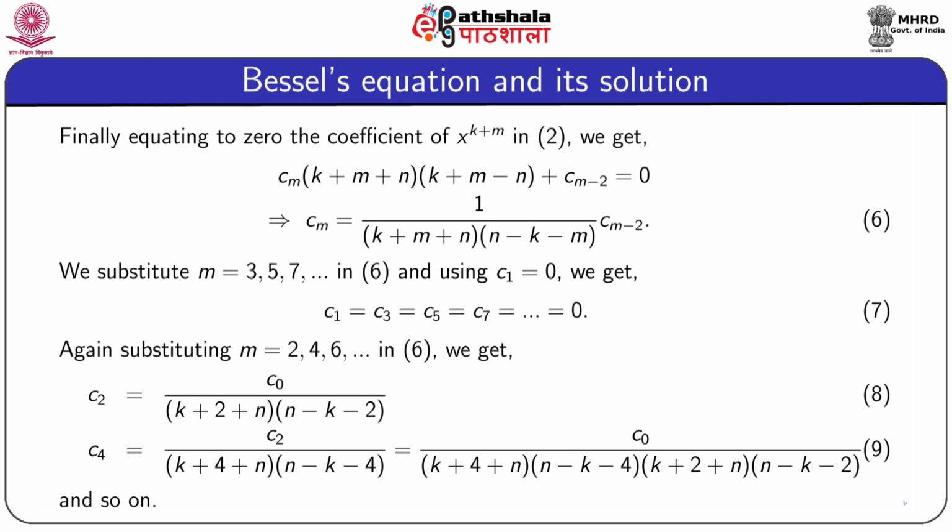We then substitute m equal to 2, 4, 6 in equation 6, and we will get C2 equal to C0 divided by (k+2)+n minus (k+2), C4 equal to C2 divided by (k+4)+n minus (k+4), which is equal to, we substitute the value of C2 from here and we will get C0 divided by (k+4)+n minus (k+4), (k+2)+n minus (k+2), given by equation number 9, and hence we can calculate C6, C8 and so on.